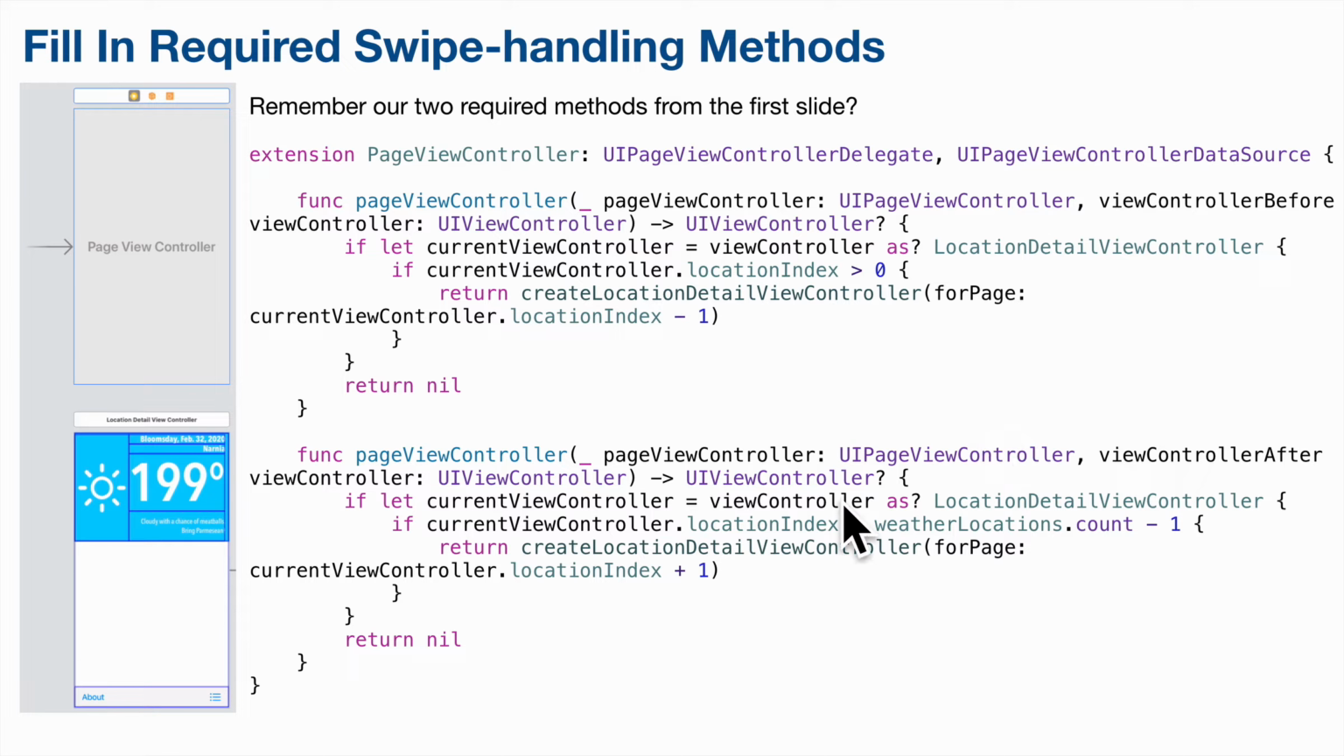We still use if let to make sure that we can get a current view controller and we can downcast it as location detail view controller. This time we're going to check to make sure that the location index isn't the last weather location in the list. That would be the index value that'd be the same as weatherLocations.count - 1. That would mean we're looking at the last possible weather location in our list, so we can't swipe one after, so we'll return nil. But if not, then we're going to create a new view controller, one to the right. That'd be the location index for the page that we're looking at + 1, and we'd return that. So that's it. Let's set this up.